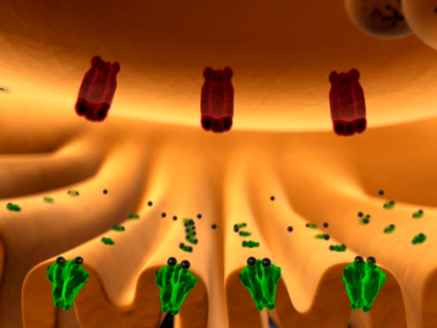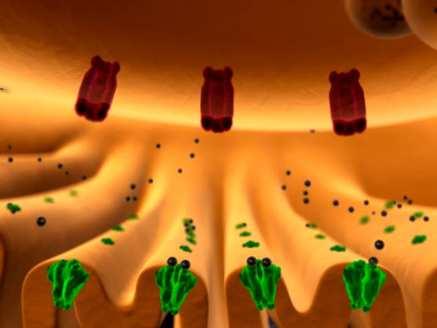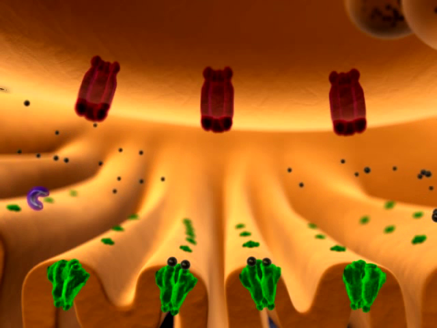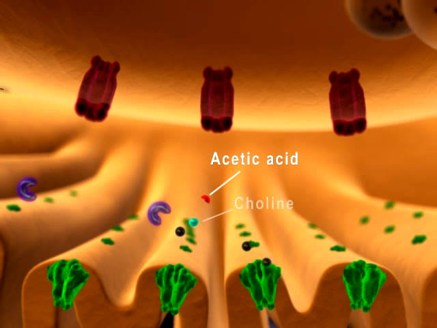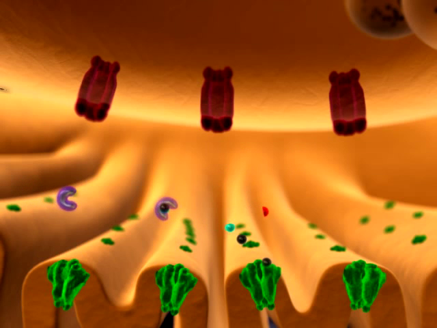Neural transmission to a muscle fiber ceases when acetylcholine is removed from the synaptic cleft. This removal occurs in 2 ways. 1. Acetylcholine diffuses away from the synapse. 2. Acetylcholine is broken down by the enzyme acetylcholinesterase to acetic acid and choline. Choline is then transported into the axon terminal for the resynthesis of acetylcholine.